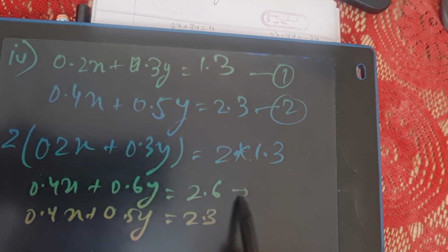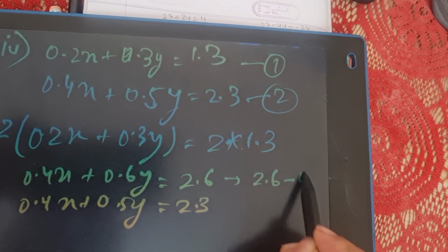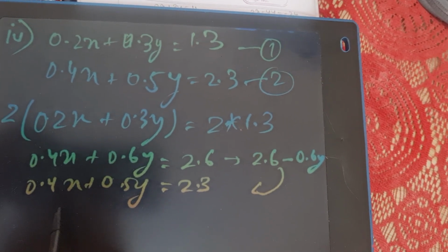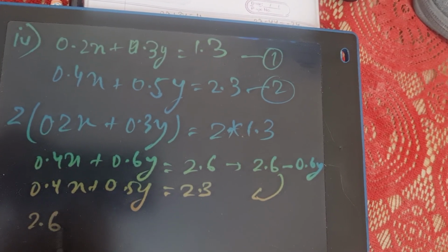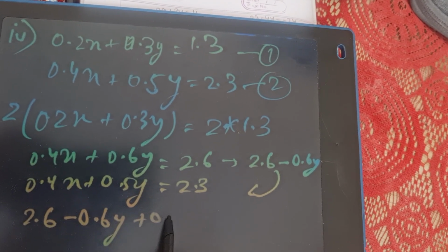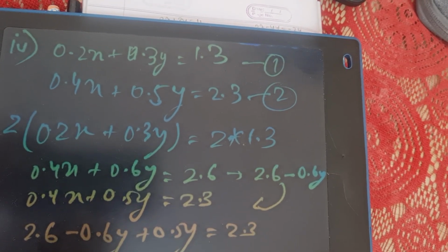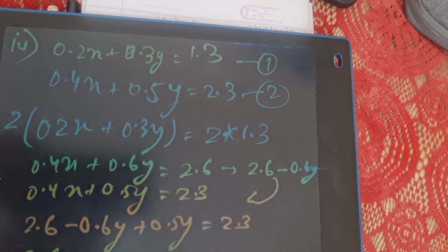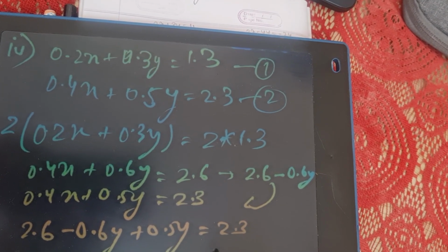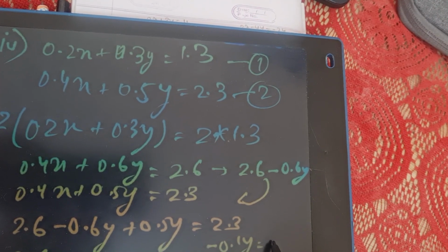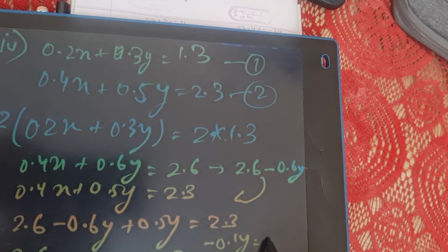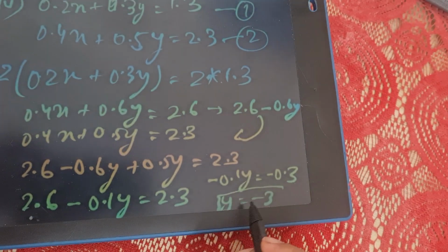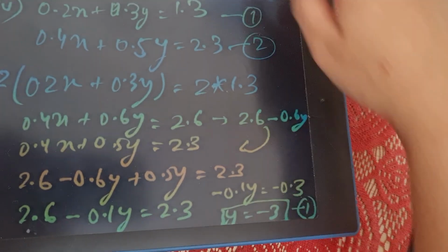So 0.4x is 2.6 minus 0.6y. So this value we will substitute in the second equation. 0.4x is 2.6 minus 0.6y, plus 0.5y is equal to 2.3. So 2.6 minus 0.1y is 2.3. So minus 0.1y is equal to 2.3 minus 2.6, which is minus 0.3. So y is equal to 3. So this is the value of y.